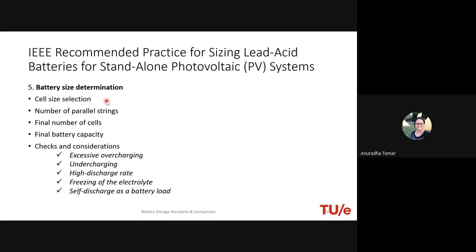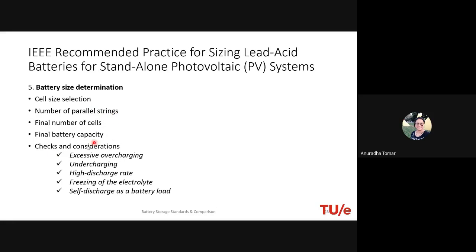Finally it comes to the battery size determination. So you need to check, okay, this is the individual size of a particular battery, then the number of parallel strings, series we have already decided, then the final number of cells. So you could see here that first we decide the capacity, then the number of series connected batteries, then the parallel, just to cope with the overall capacity of the battery.